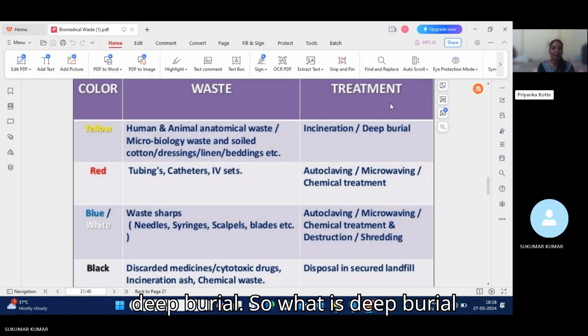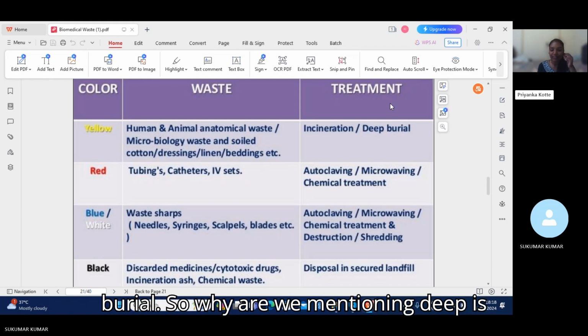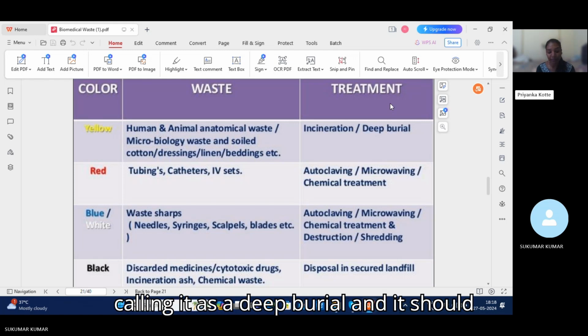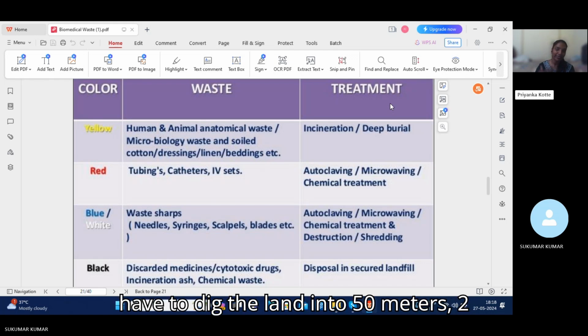So what is deep burial? Burying: we have to dig the land and bury deeply. The reason we say deep is that the trench or pit should be dug about 2 meters deep. That's the reason we call it deep burial. And it should be half filled with waste and then covered with lime within 50 centimeters of the surface. So first you dig the land 2 meters, then half of the pit should be covered with the waste.